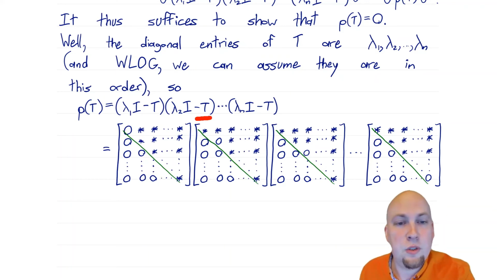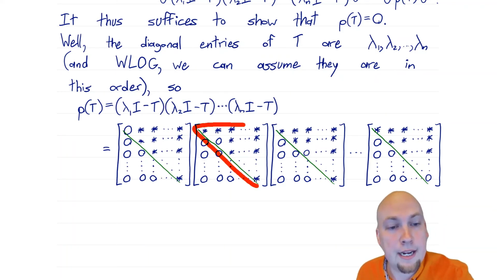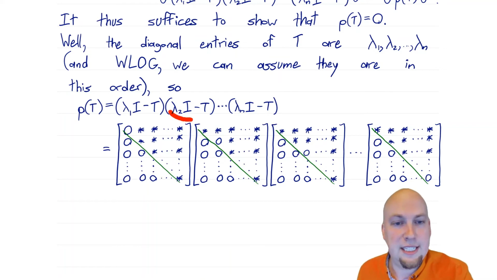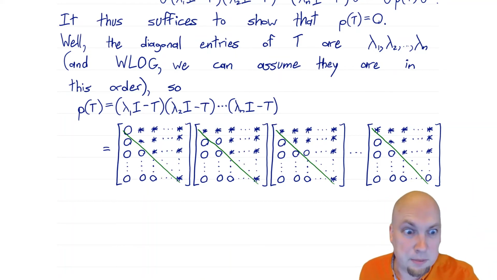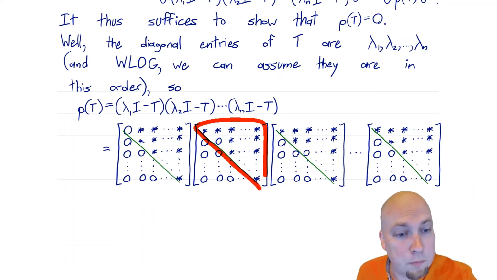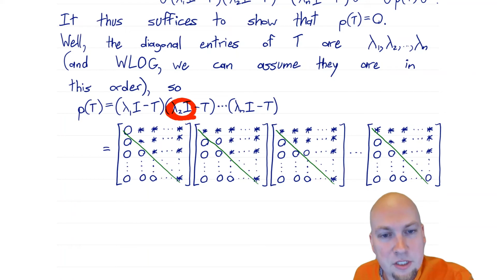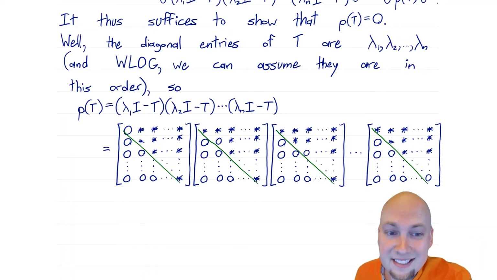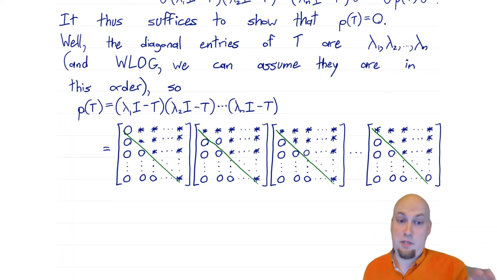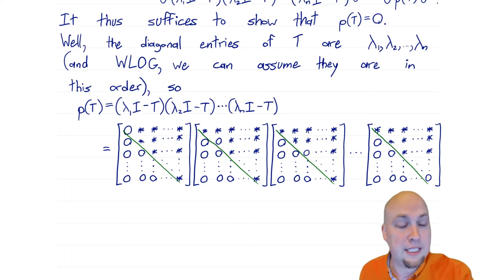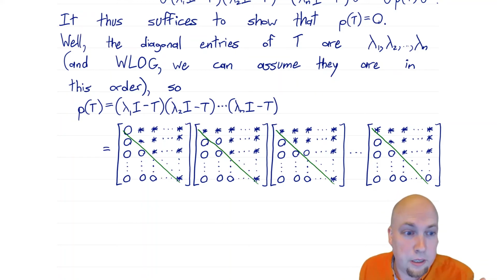Similarly, lambda 2 I minus T is also upper triangular. Again, it's just diagonal minus upper triangular, so still going to be upper triangular, except you get one more zero entry. You get a zero entry this time in the 2,2 entry. And why is that? Because all the diagonal entries of lambda 2 I are lambda 2, and the second diagonal entry of T is lambda 2. So I get lambda 2 minus lambda 2 in that 2,2 entry, which is just 0.